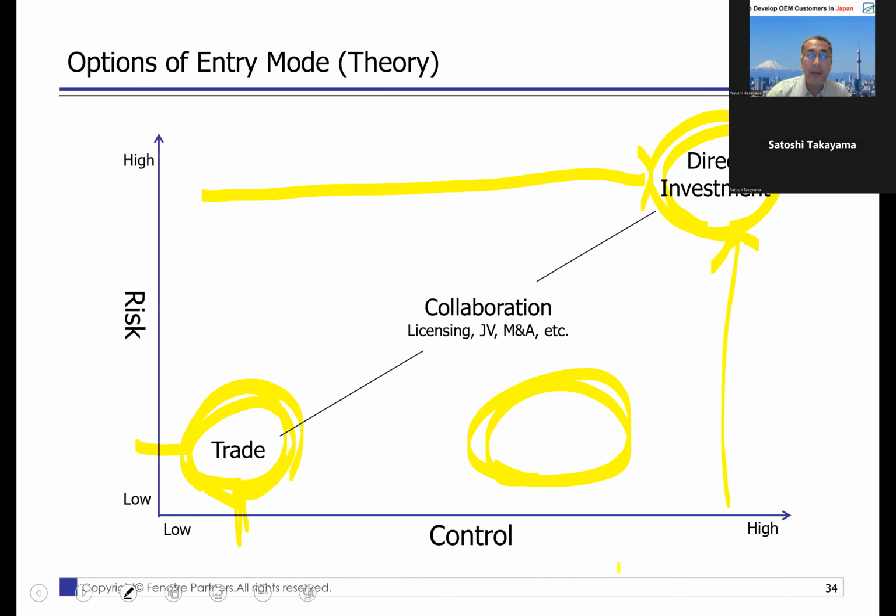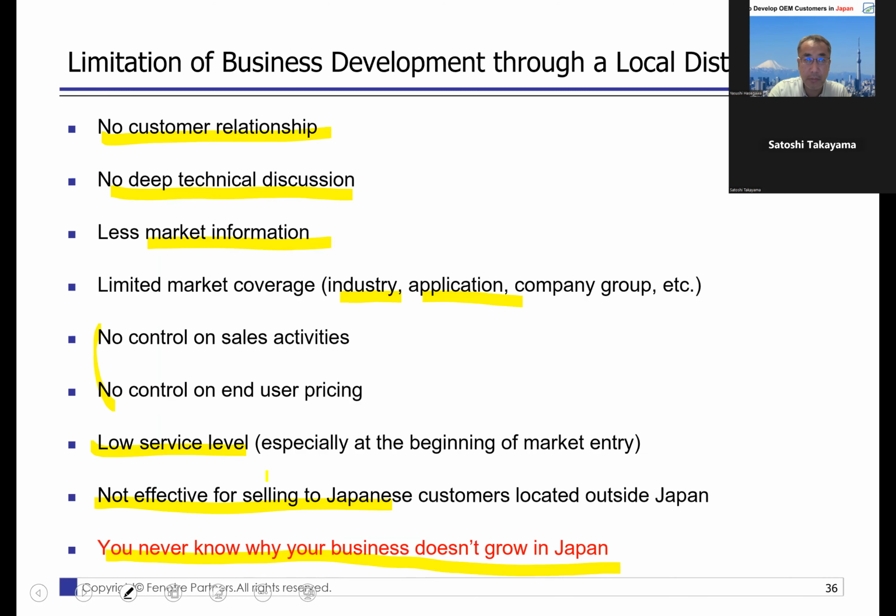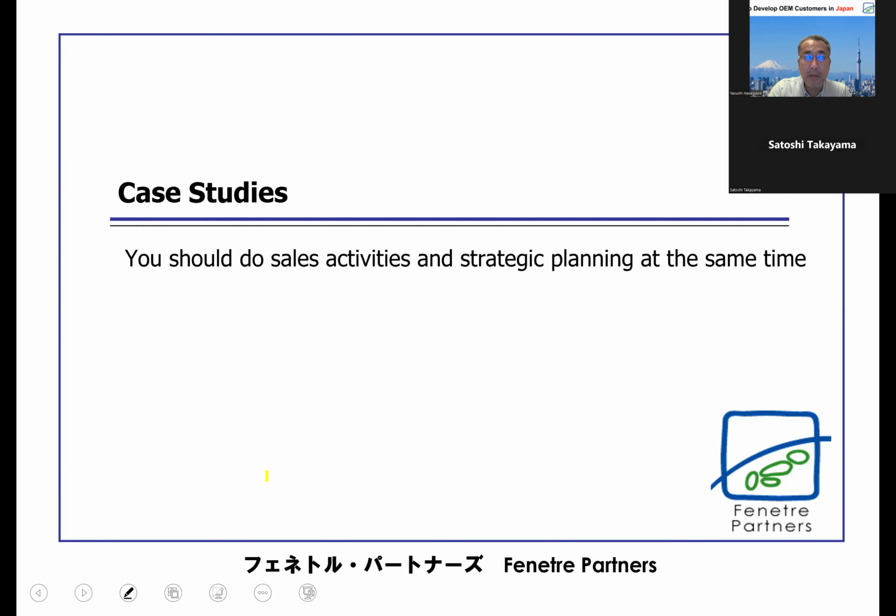So again, trade or finding a local distributor would be a good first step. However, the sales hit the ceiling very soon. So you need to combine different options for supporting your growth. Now I'm going to explain some case studies.